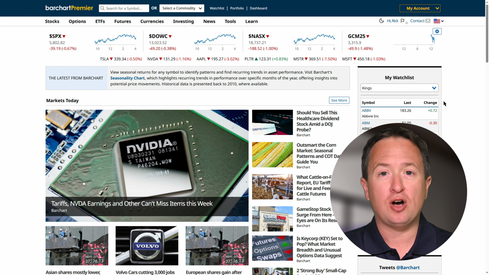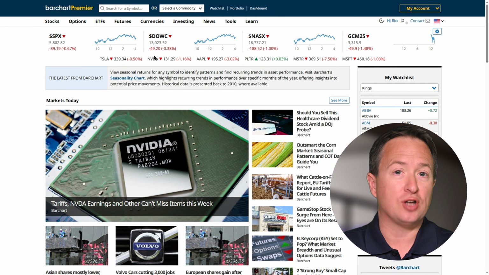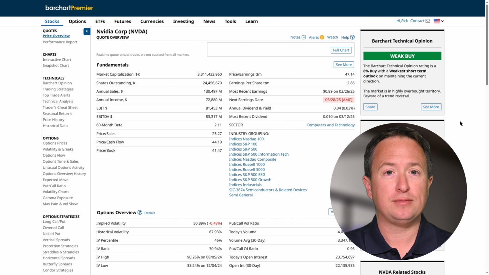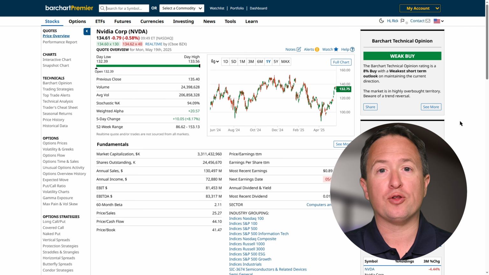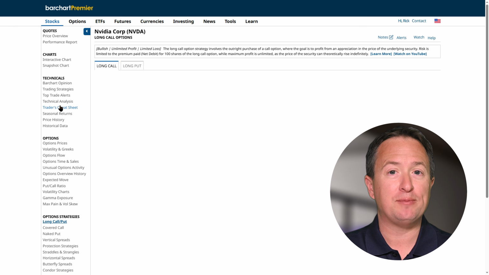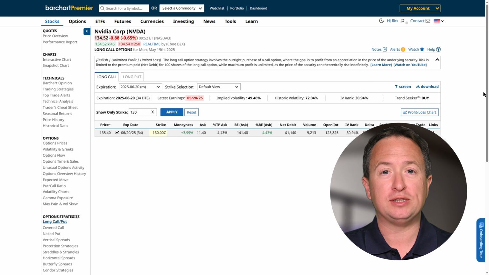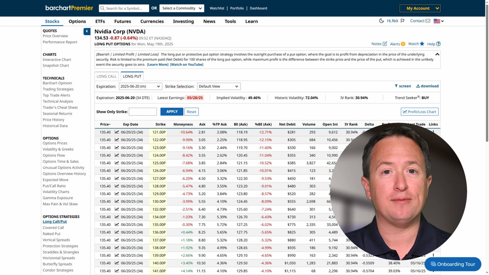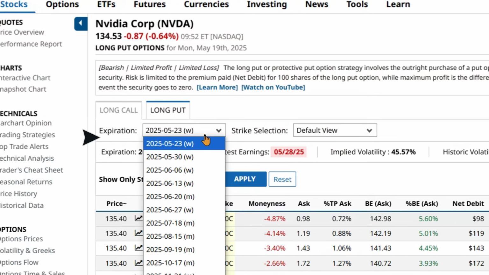Let's go to barchart.com if you aren't already there and pick a stock from the homepage. But let's say you just want to buy a put. Just choose the stock that you want, go to the profile page, click Long Call/Put on the left-hand panel, and click on the Long Put tab. Here you can see various put option trades that you can buy. The first thing I like to do is change the expiration date to around 30 to 45 days from today. You can do that here.